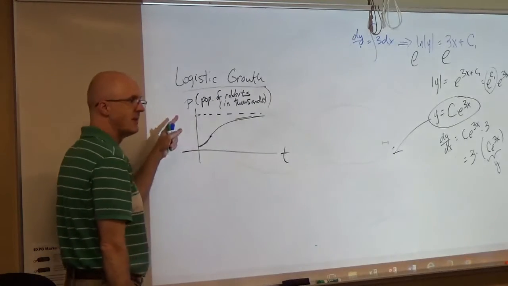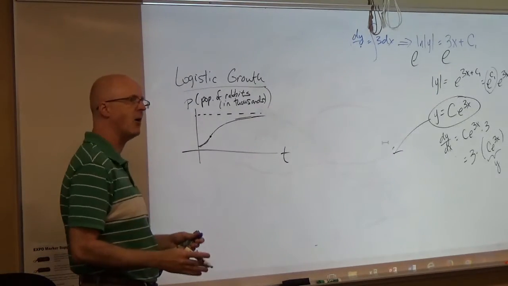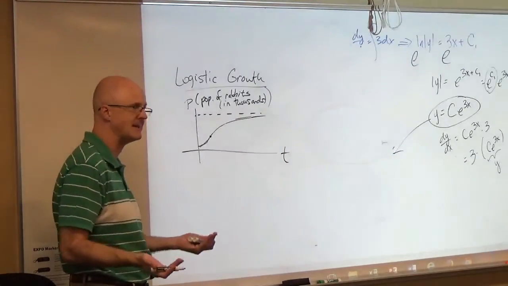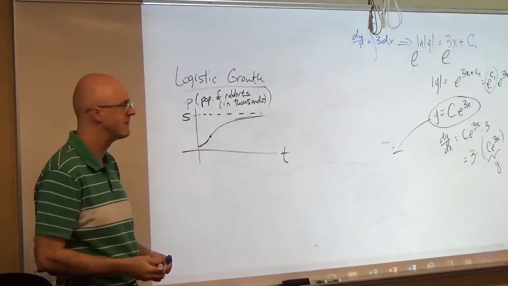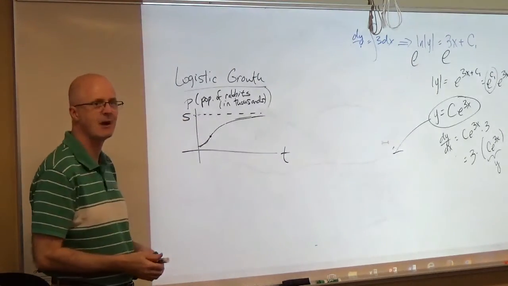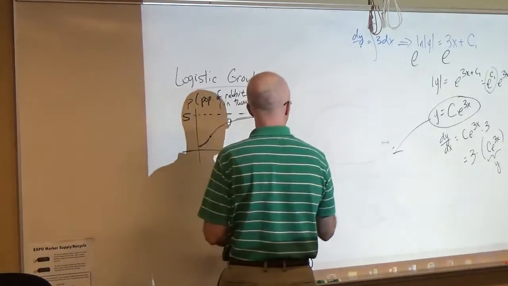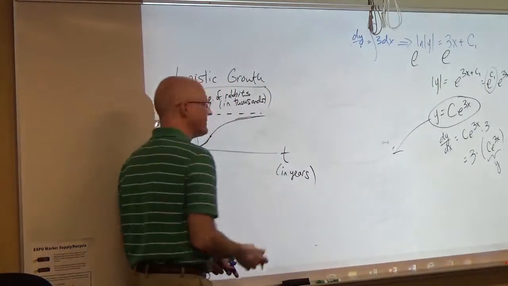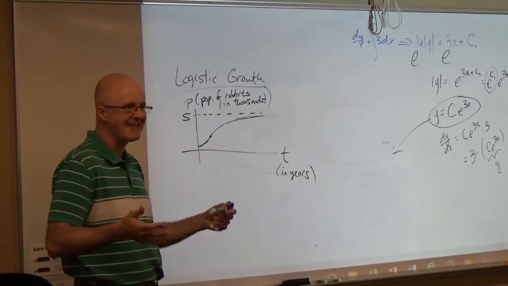No, there weren't thousands, but in some ecosystems, maybe there's a limit to how many rabbits can be living because of limited food, limited space, that kind of thing. Maybe it's 5,000 rabbits. Since the rabbit population is in thousands, it would be 5. And this might be time in years. So essentially we know what the graph should look like. Again, this is kind of backwards.